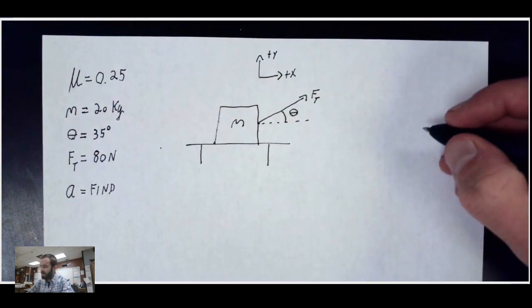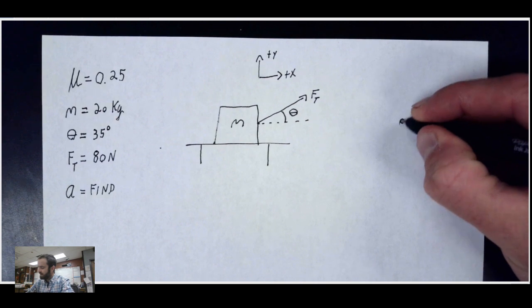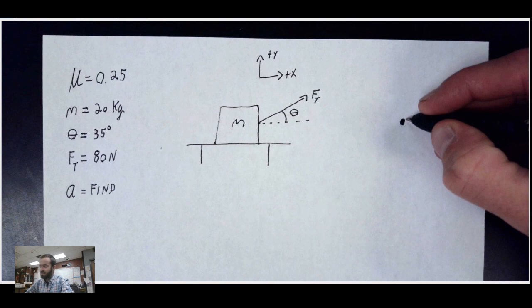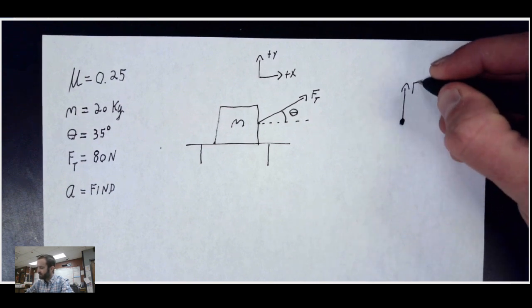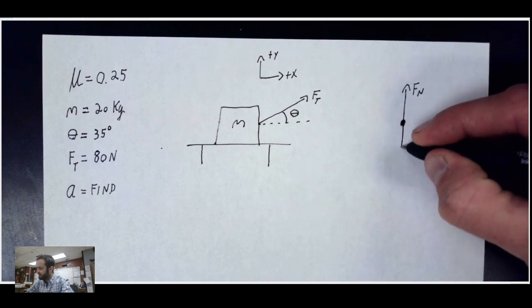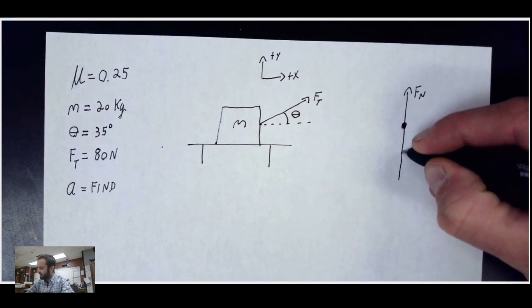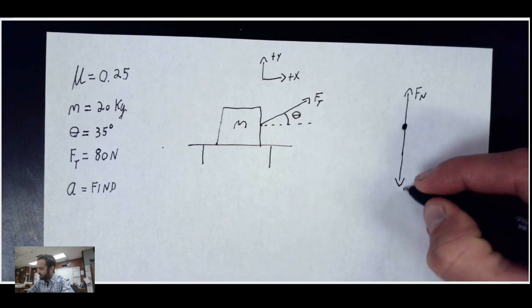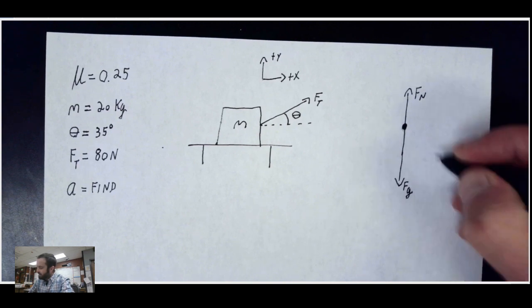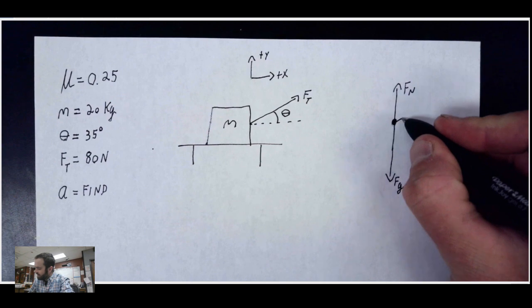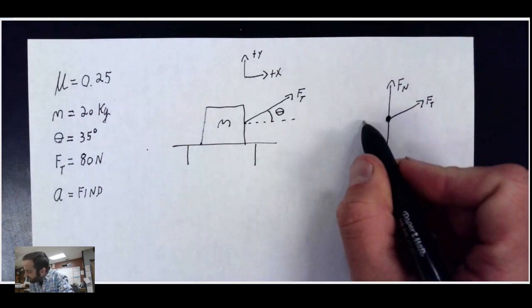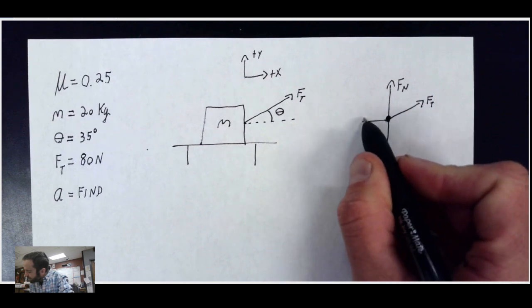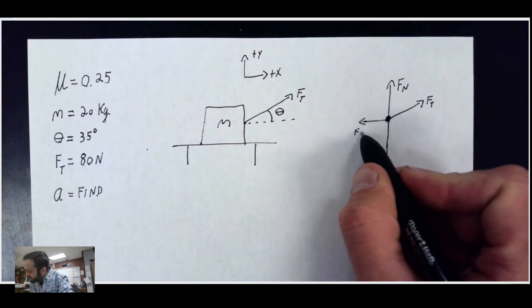Next, I want to draw a free body diagram of this box sitting on the table. So we are identifying all the forces acting on this block as arrows starting on this dot. First up, I'm going to have a normal force going upward. I'm going to have a gravitational force going downward. I'm going to have a force of tension going up at an angle here, and a frictional force going parallel to the surface interface.